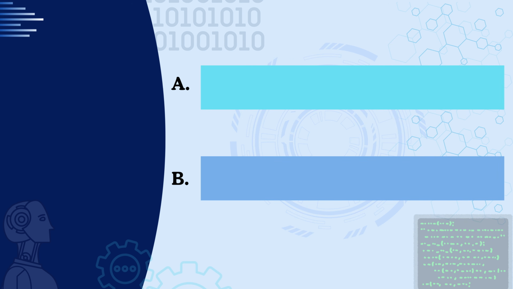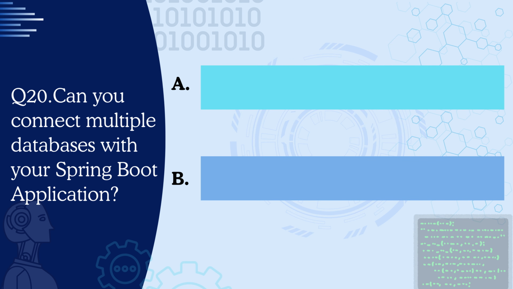Okay. Question 20. Can you connect multiple databases with your Spring Boot application? Yes or no? So the correct answer will be yes. Yes, you can. You just have to give both their database properties in the application.properties file and create separate configuration classes for them.